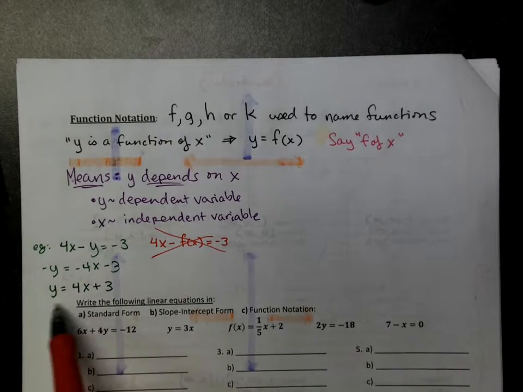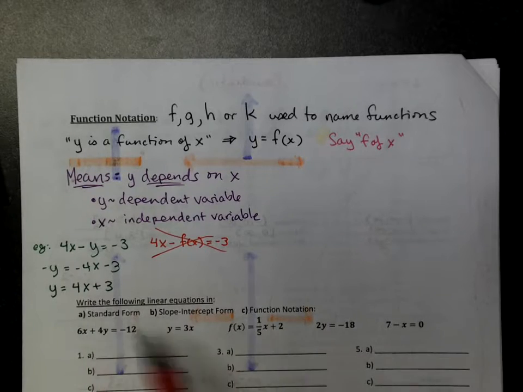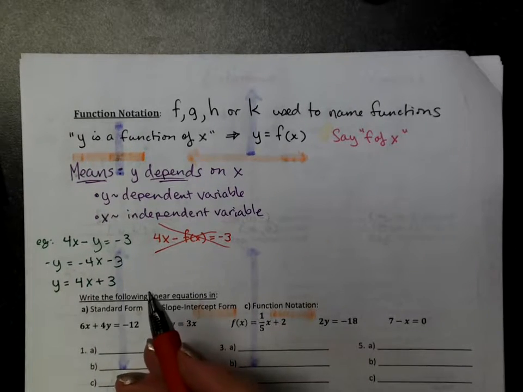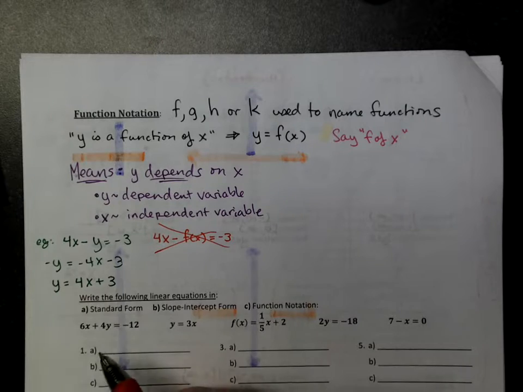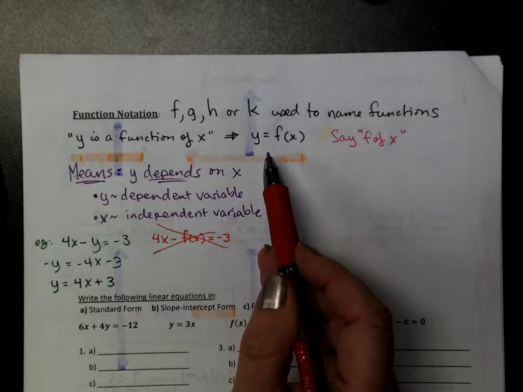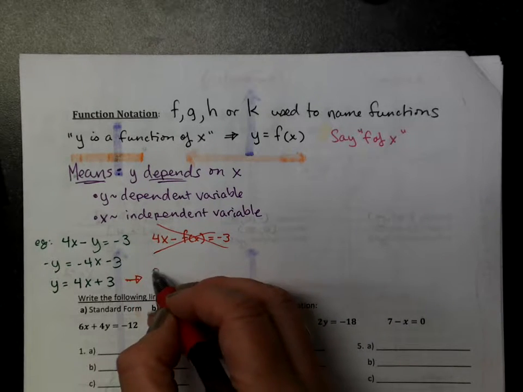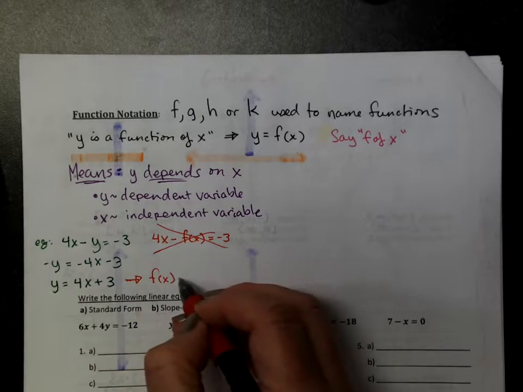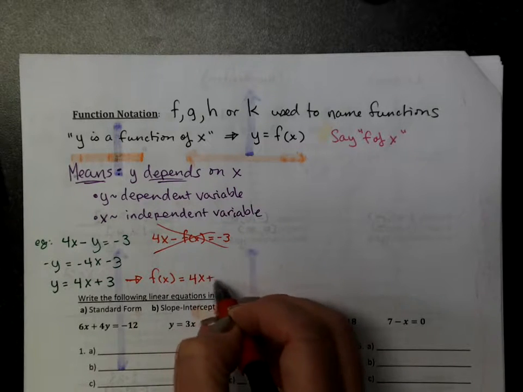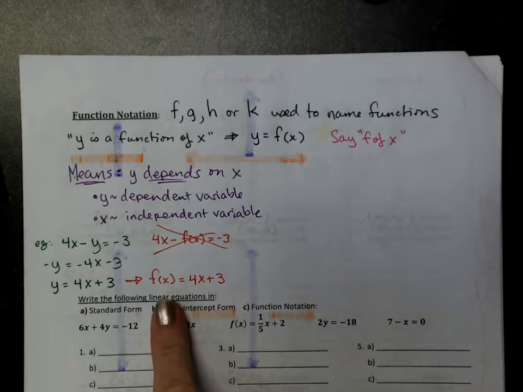And now this is in slope-intercept form, which, as I pointed out earlier on that handout, is the same thing as function notation. I just need to change y for f of x, because y equals f of x. That means they're interchangeable. Once you solve for y, you can just write f of x instead. So this becomes, in function notation, f of x is equal to 4x plus 3.